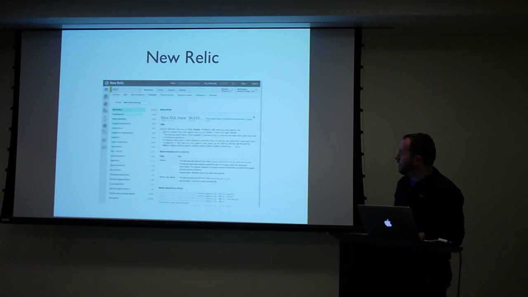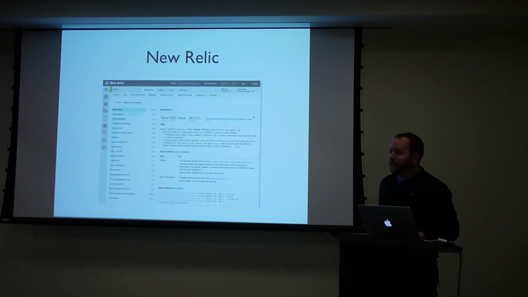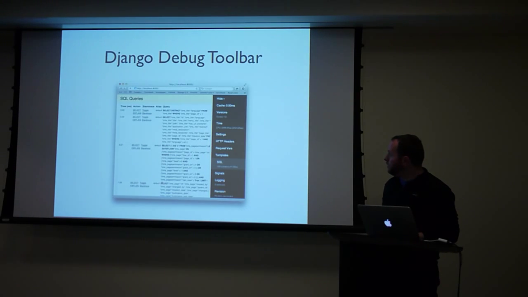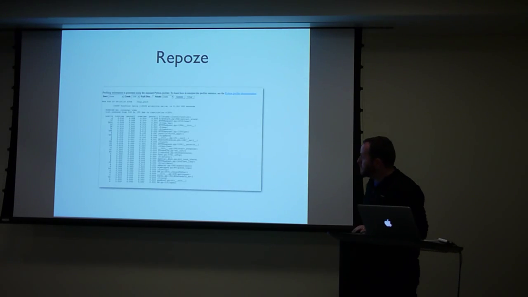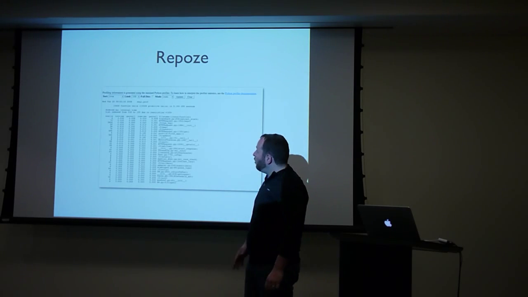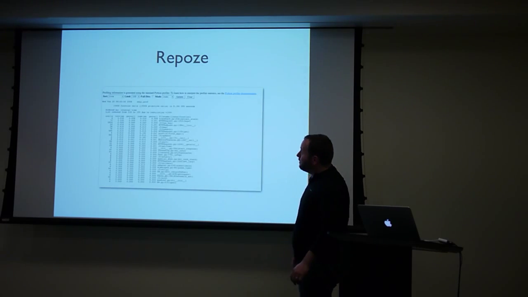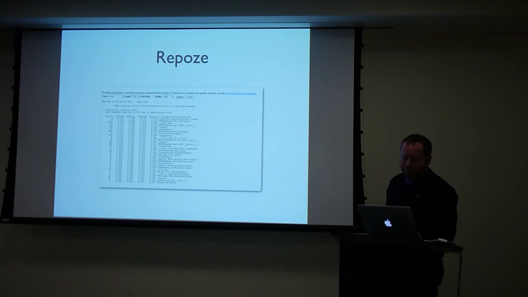So just briefly: New Relic, finding out what's going on in production, or AppNeta, finding out what's going on and tracing it back to something that you can reproduce on your dev box. Django Debug Toolbar, to gain a sense of what's going on on your dev box as you're developing. And Repoze, more data than you can shake a stick at, but sometimes you can find something that really makes sense.